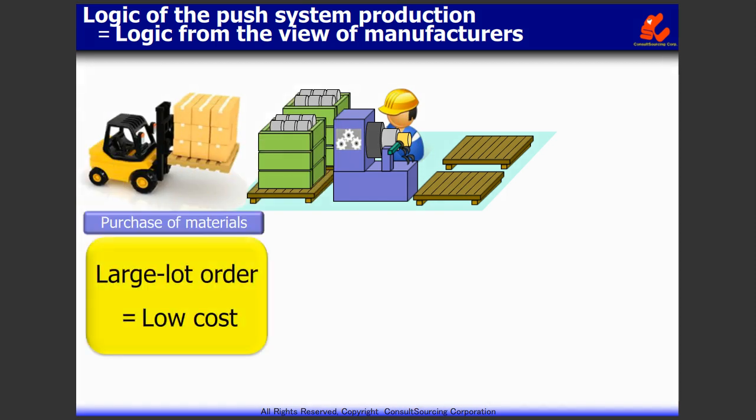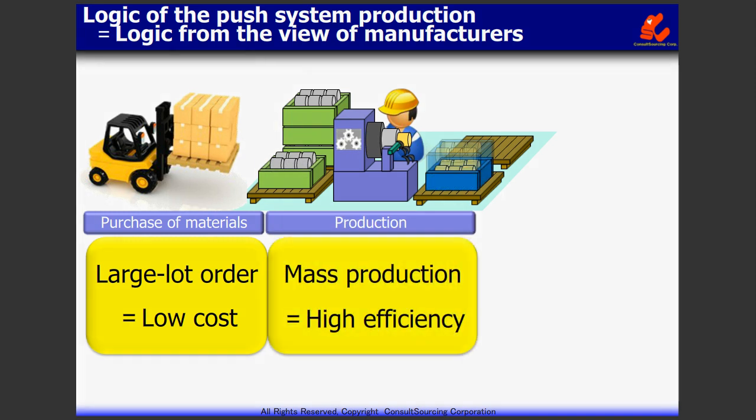The first point is the logic of procuring materials. Materials and parts are ordered at a massive lot volume in order to minimize the purchasing price. The monthly schedule is taken into account so that all the parts needed for the month can be ordered at once. This makes the lot size bigger and gives advantage for the buyer to negotiate the price.